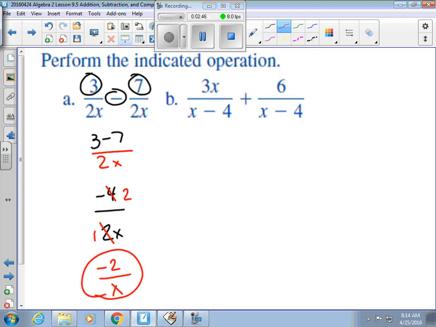What about this next one? 3x over x minus 4 plus 6 over x minus 4. Be careful at the end if you have to reduce it.